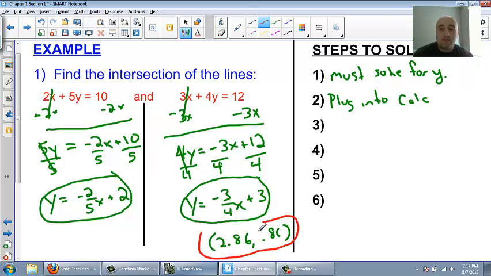So please do not forget to put those in ordered pair format. Please do not write x equals, y equals. Put them in an ordered pair with parentheses, separated by a comma. I'll know that the first number is your x value and the second number is your y value.